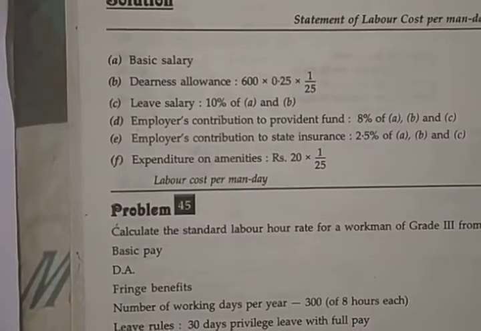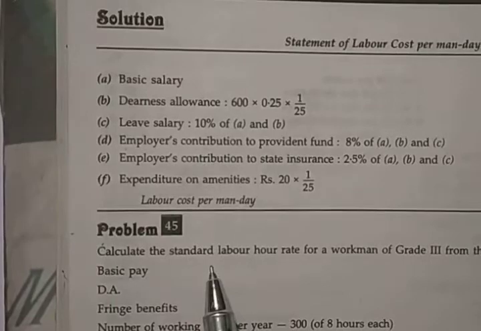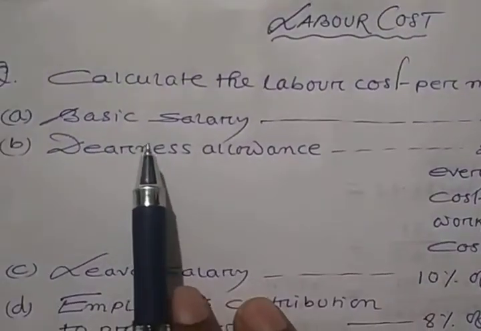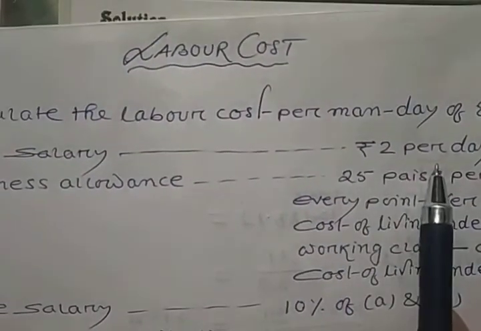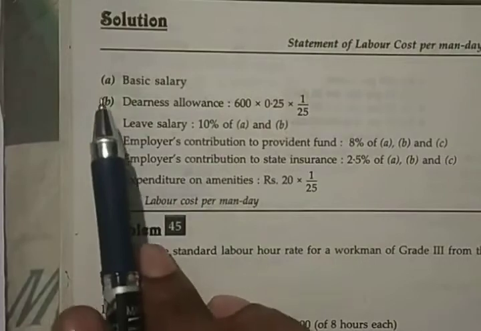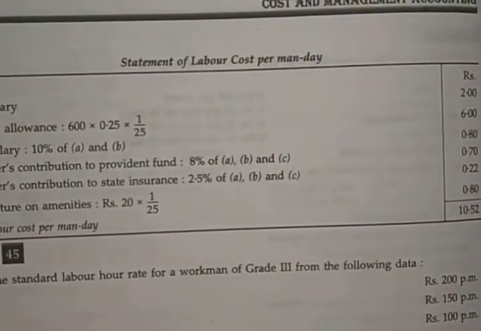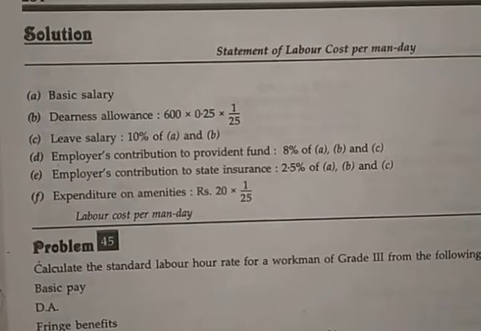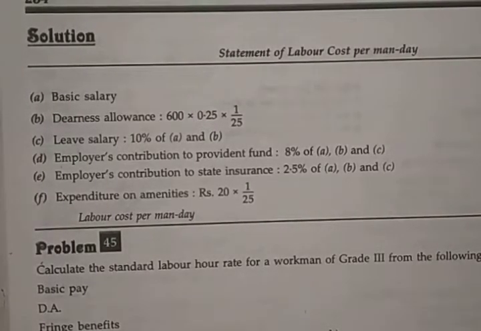we'll calculate labor cost. So try to understand. What is the first information given here? That is number A, basic salary. The basic salary is how much? Rupees 2 per day. So here you write the first point, basic salary, and in the amount column you write rupees 2. And if you want to calculate monthly, then how much will it be? If rupees 2 per day, then in 1 month how much will it be?